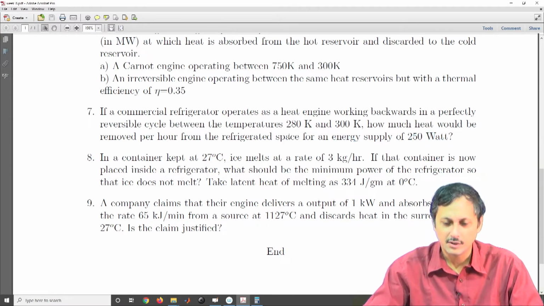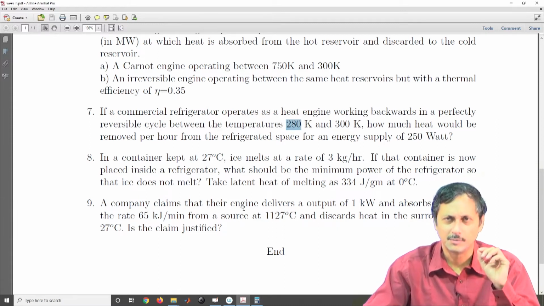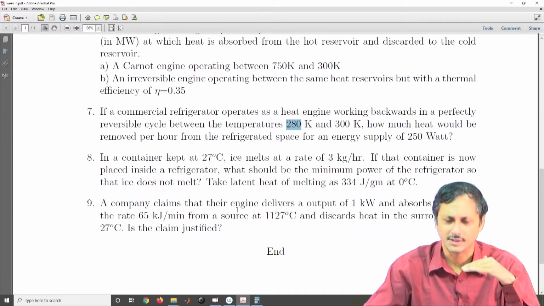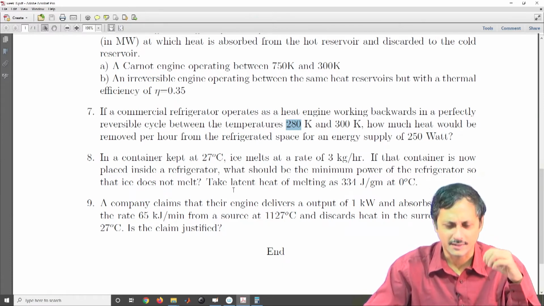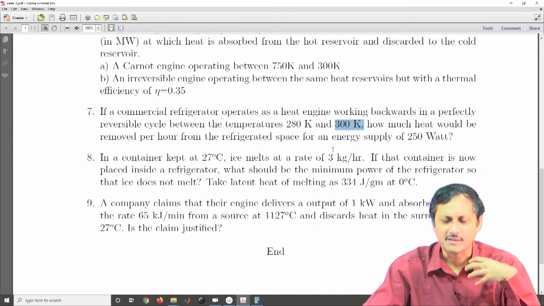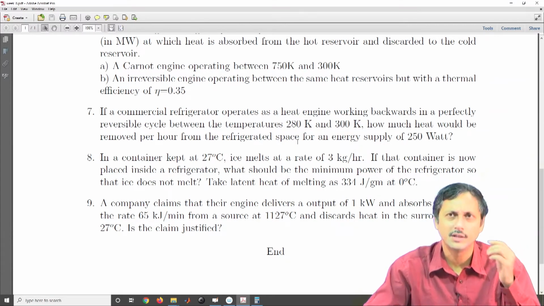So, basically here the source and the sink temperatures are given. The source temperature in this case is 280 Kelvin. Please remember, for a refrigerator the source temperature is lower than the sink temperature. So, heat is taken out from this area of 280 Kelvin and it is rejected at a temperature of 300 Kelvin, which is the room temperature, and 280 Kelvin is roughly 7 degrees, right.